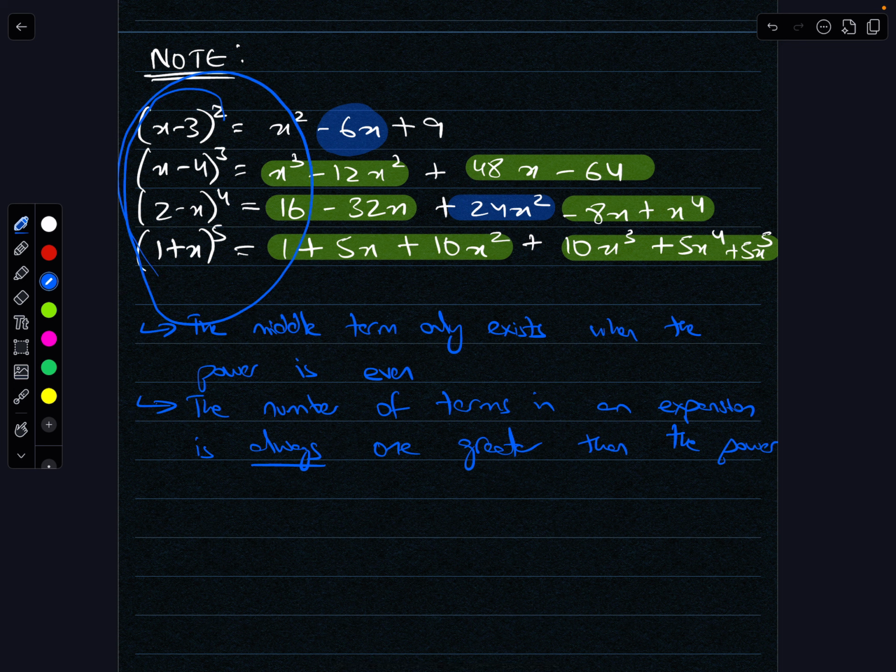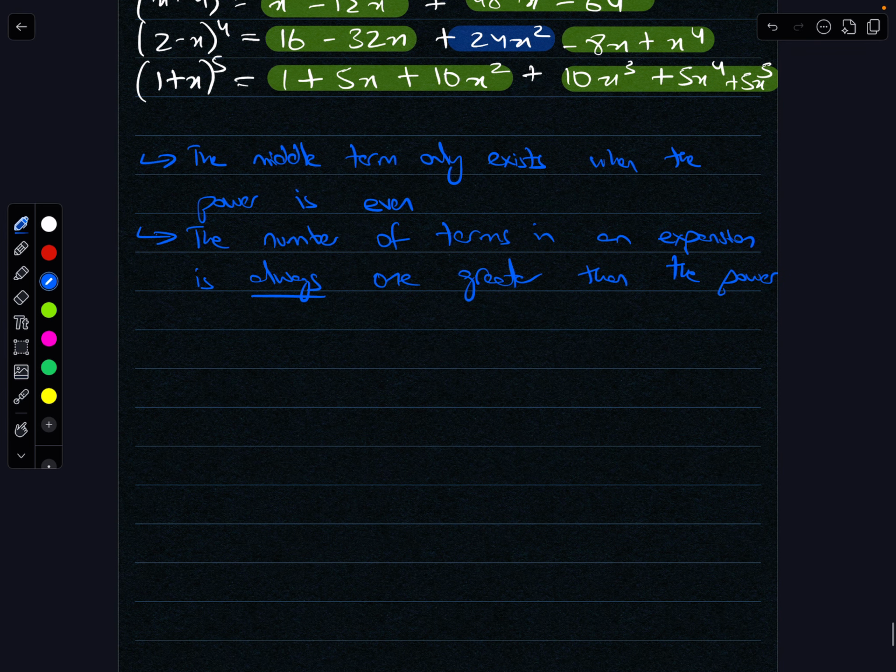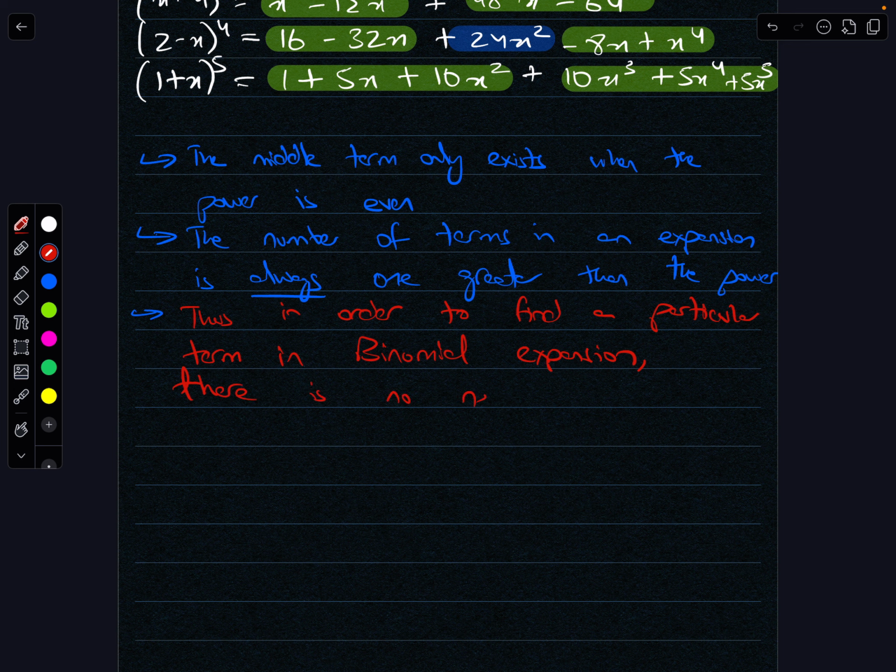You can correlate these points with these expansions too. Then I have that whenever, or rather thus, in order to find a particular term in a binomial expansion, like you may be asked to find any random term like the first term, second term, and in such a case, there is no need to expand completely.